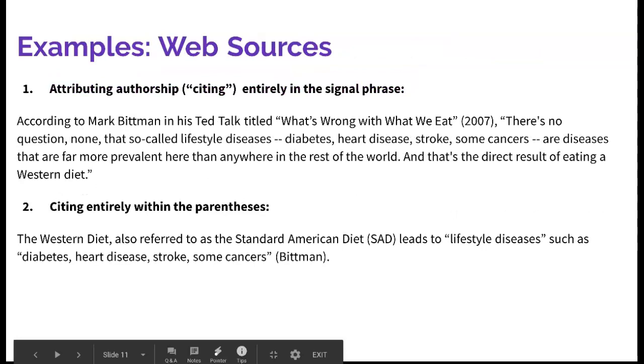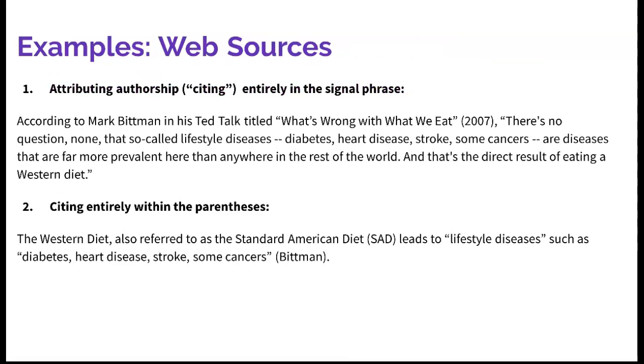Okay, let's look at some examples. So I know all of you are having a great time using the GCC AZ library database, and you're finding great sources there, but you may find that you want to pull a few sources from the internet as well. And of course, you're going to CRAAP test those to make sure that they are good, strong sources that are reliable. And once you've done that, you're going to need to weave them into your paper. So let's look at a couple of examples of how somebody would weave web source material into their paper.